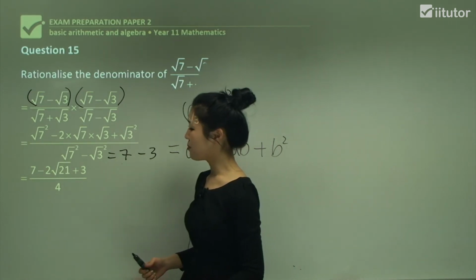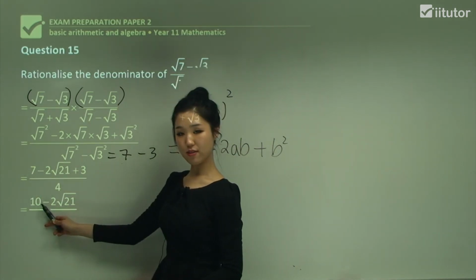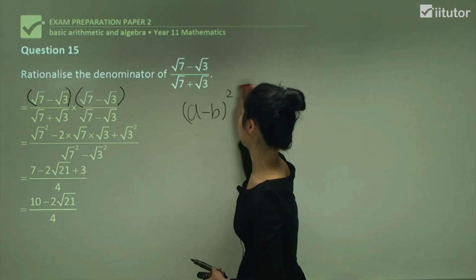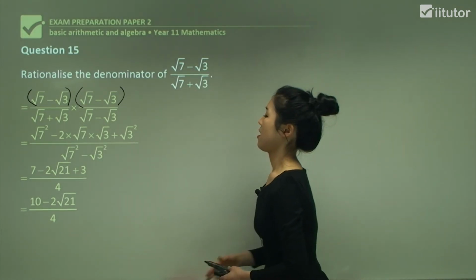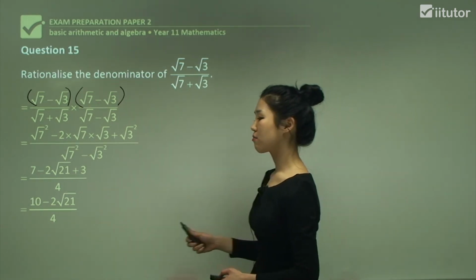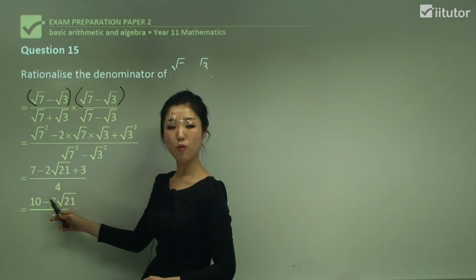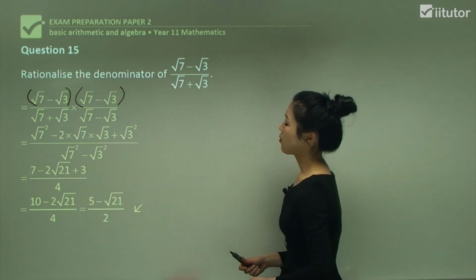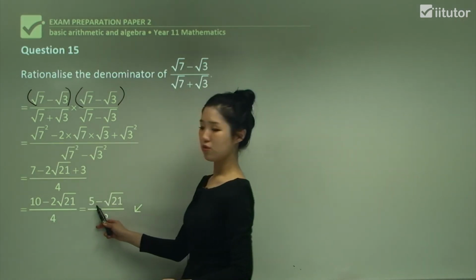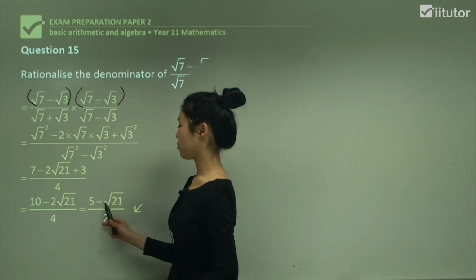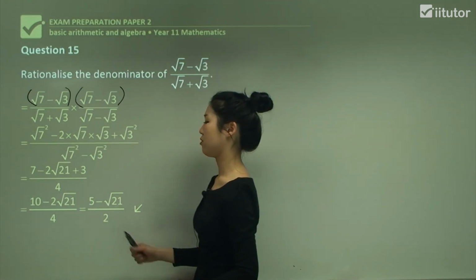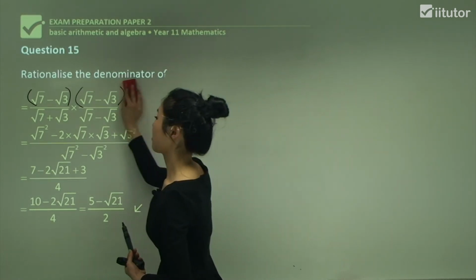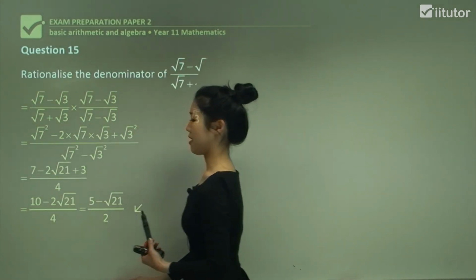Now gather your like terms. 7 plus 3 is 10. So that's all I did there. And let me just rub all this out. And let's simplify. Oh, we can see that 2 is a common factor for all 3 terms, so I can divide everything by 2. So we have 10 divided by 2, which is 5, 2 divided by 2, which is 1, and 4 divided by 2, which is 2. So that's the final answer. Okay, so make sure you simplify as much as possible all the time.